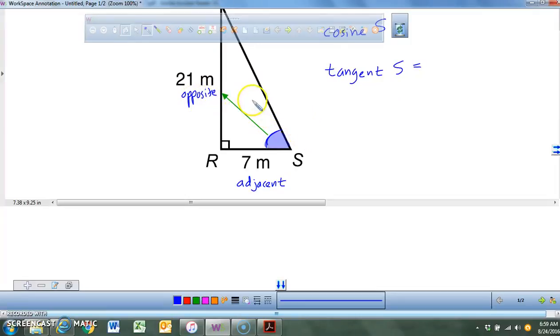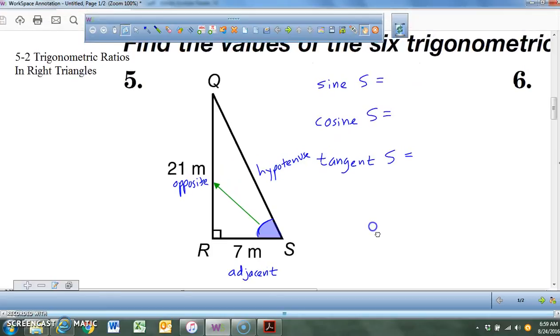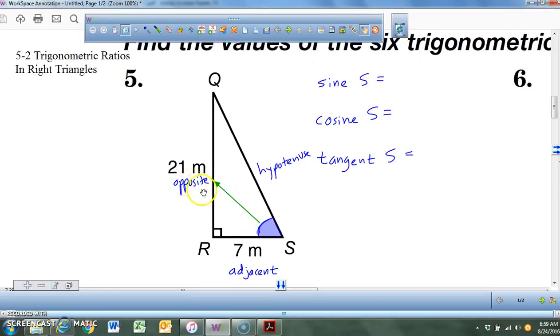Now the longest side of any right triangle is going to be across from the right angle, this 90-degree angle. Of course, we call that the hypotenuse. I remember that from geometry. All right, so now I've labeled my sides. I have an opposite side, an adjacent side, and a hypotenuse in relationship to this angle from this perspective. These labels would change if I was going to go from angle Q, but we're working from angle S.